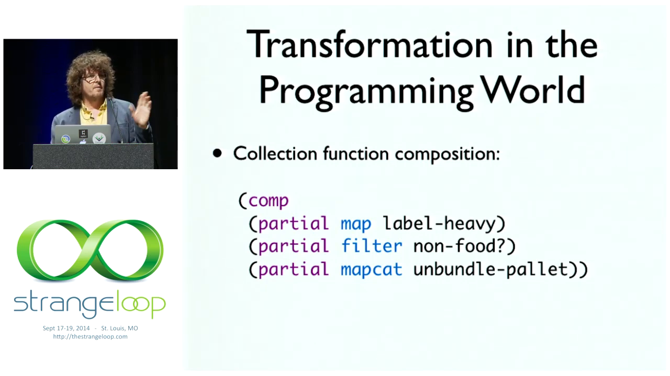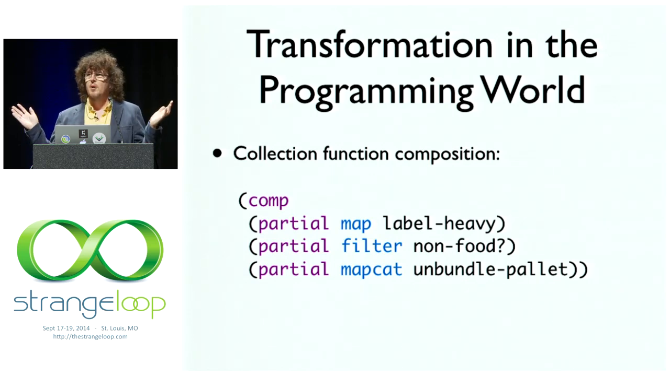And taking out the non-food bags, or keeping the non-food bags, is a filter, right? It's analogous to filter. Is it food? We don't want it. If it's not food, we're going to keep it. So we may or may not have an output depending on this predicate. And unbundling the pallets is like mapcat. There's some function that given a pallet gives you a whole bunch of individual pieces of luggage. So we already know how to do this. We're done. We're finished. Programming can model the real world.